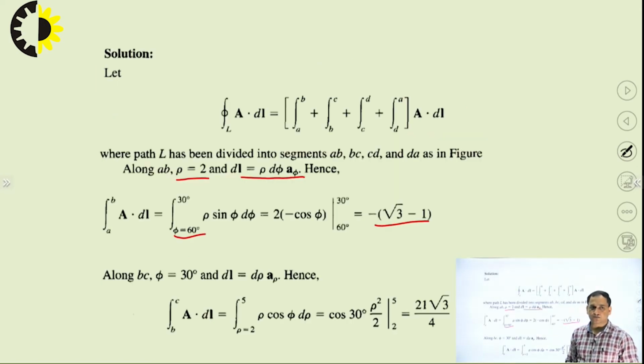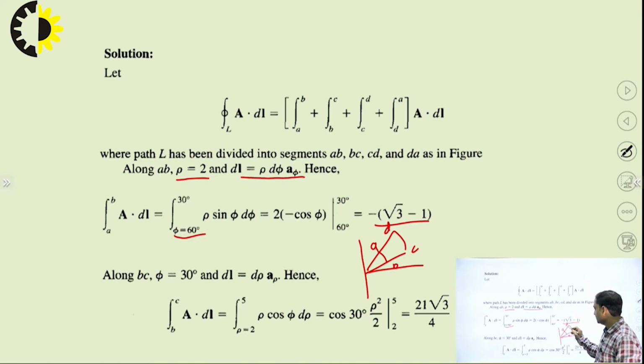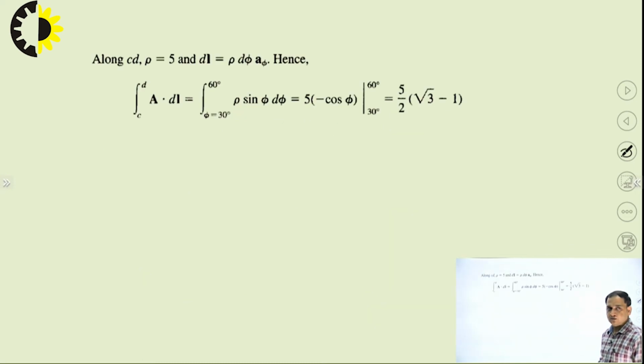Okay, if you understood this point, just come back here, along BC. So this was A, B, C and D, and we are talking about BC. For this BC, this was 2, this was 5, and this is 30 and this is 60 degrees. Okay, so this was the x direction, this was the y direction. B to C, what is constant? Phi is constant at 30 degrees, rho is varying from rho equal to 2 to rho equal to 5. So this is mentioned here. Simply solve it, then you will get this expression. Now come to C to D.